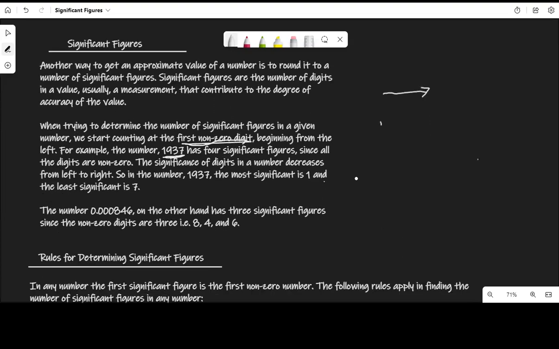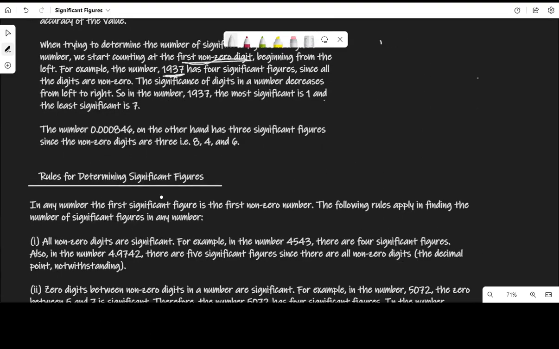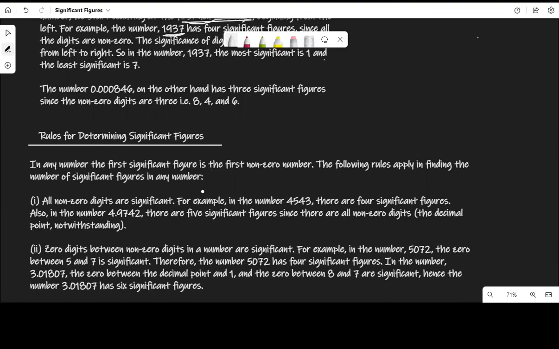And let's look at the rules for determining significant figures. The rules say in any number, the first significant figure is the first non-zero number. In trying to determine the number of significant figures, the following rules are applied. Rule number 1 says all non-zero digits are significant. For example, in the number 4543, we have how many significant figures here? 4 significant figures, because all the numbers are non-zero.